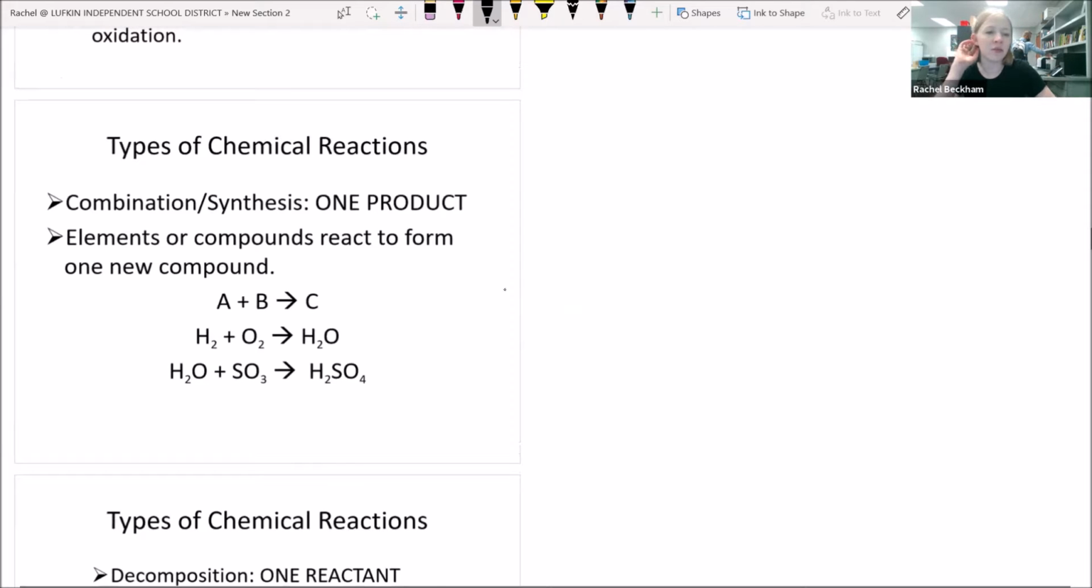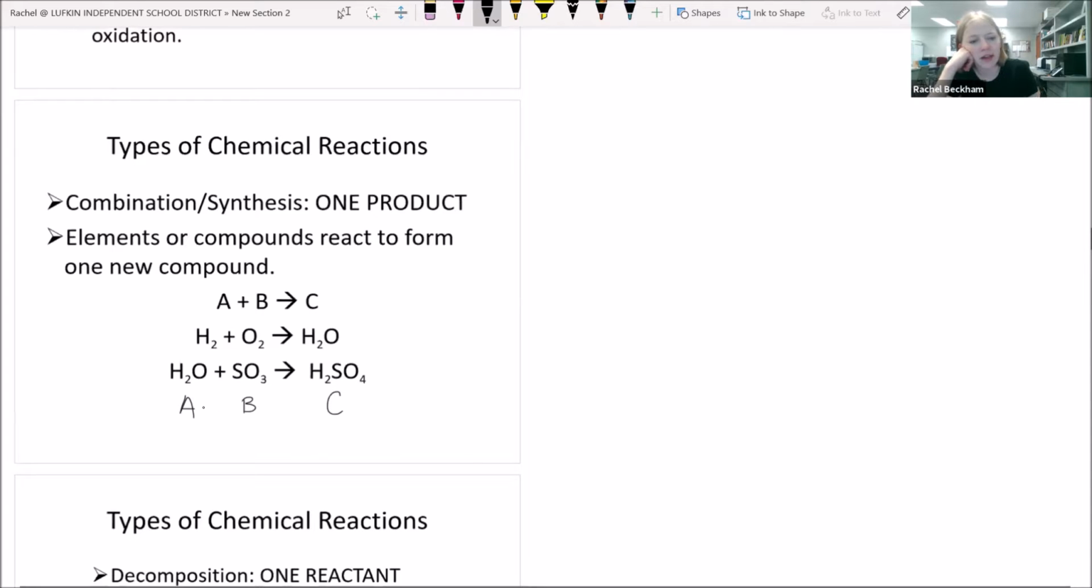When you have a synthesis reaction, one product is formed. So you've got an A plus a B makes a C, right? Each letter represents a different element or substance. For example, H2 plus O2 combine to make H2O. And this is just a combination, a compound, right? H2O plus SO3 makes H2SO4. These two examples are like an A and a B combining to form a C, right?